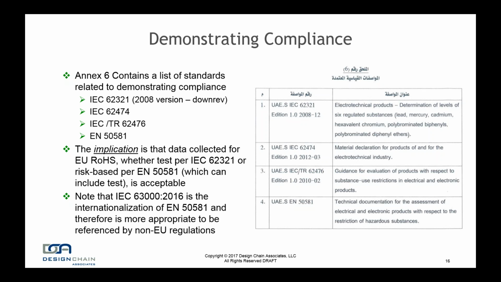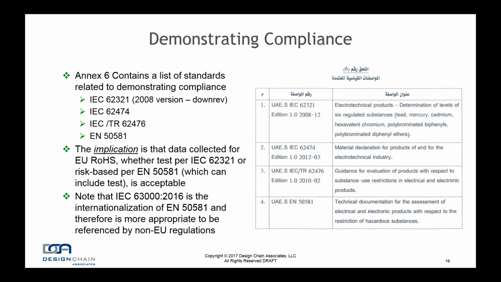Now, the implication is that data collected for EU RoHS, whether test per IEC 62321 or risk-based per 50581, which can include test, of course, is acceptable. However, I would have rather seen them reference IEC 63000 rather than EN 50581, because EN 50581 is an EU specific standard. That's a CENELEC standard. It's owned by CENELEC. Nobody else has any input to it.